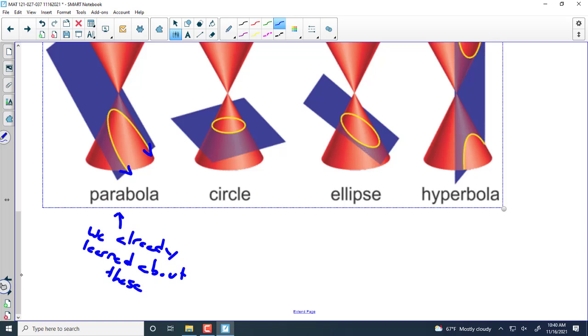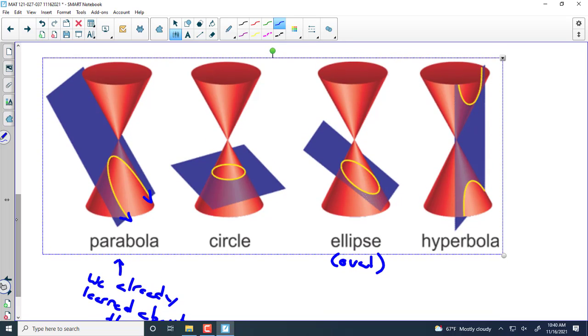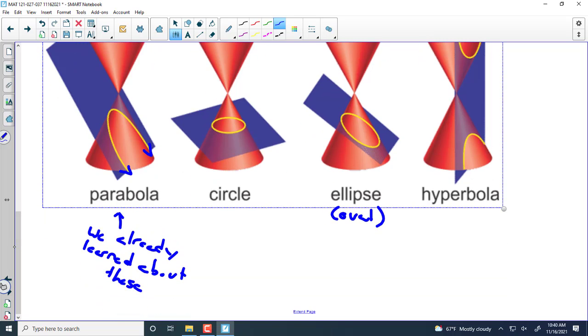And then you have a circle if you slice a plane across a cone. If you do it more at an angle, you get an ellipse, which is basically like an oval. And if you slice both cones, kind of like this, you get a shape called a hyperbola. And one of the most important things I can tell you about a hyperbola right now is that it is not two parabolas. It's actually a completely different shape.